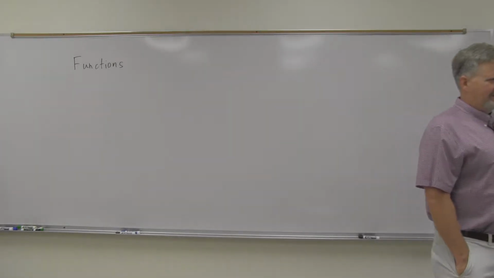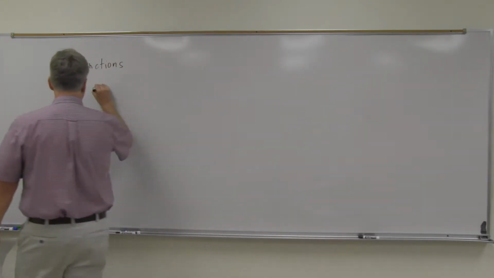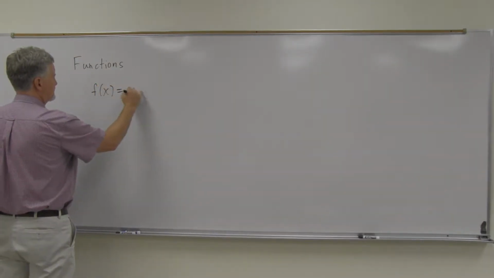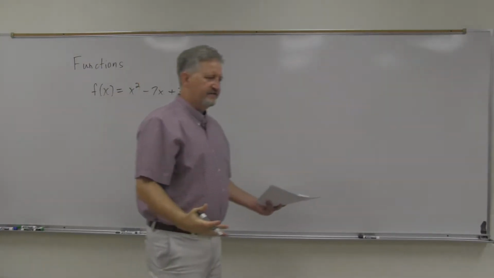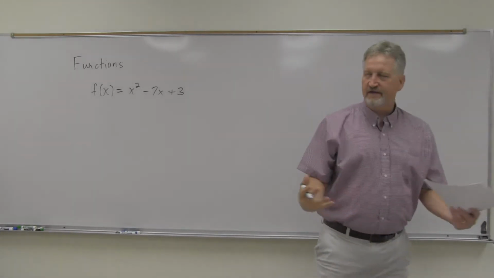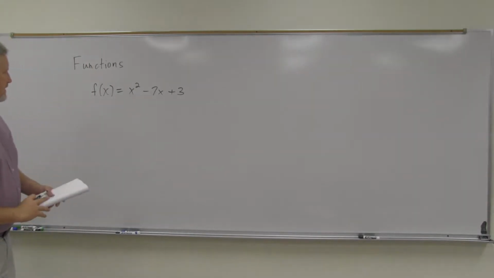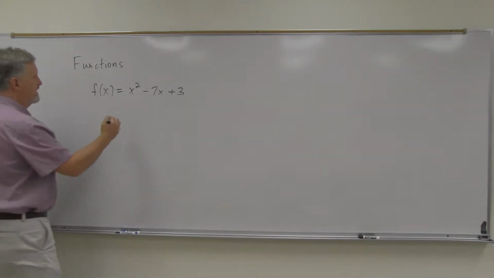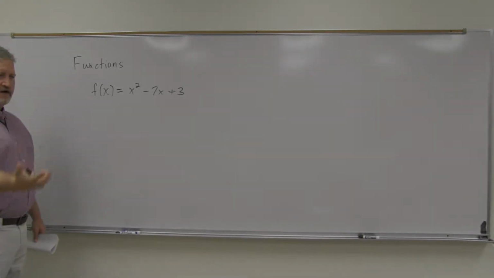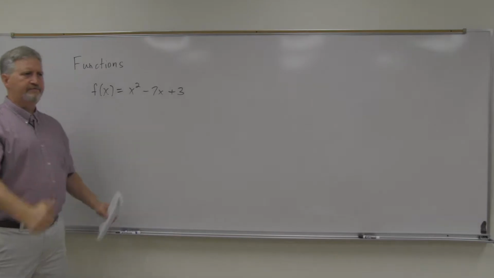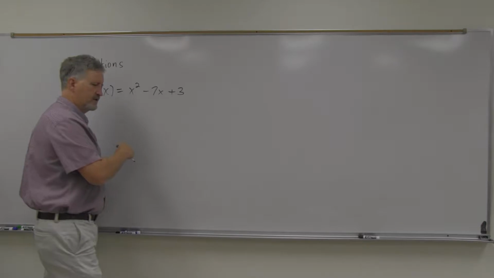When we say we have a function, it's kind of a special equation, right? Just for example, f of x equals x squared minus 7x plus 3, we say is a function with the name f. And the reason we call it a function is the input value that we put in there, the x, can only come out with one output value. Every input value just gets one output value.